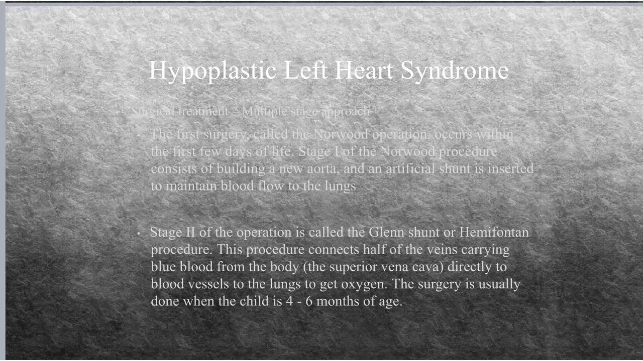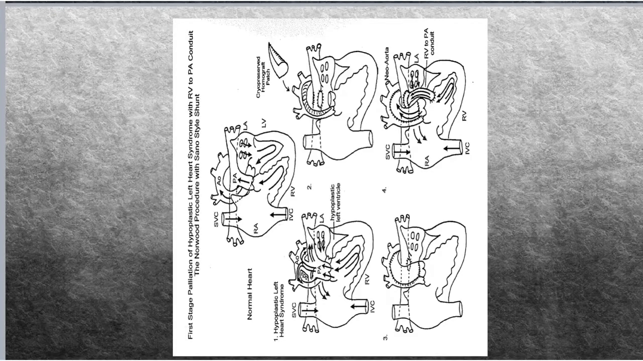Okay? The second stage of surgery is called the Glenn shunt or the Hemi-Fontan procedure. Okay, this is done typically around 4 to 6 months of age. With this procedure, we are taking the superior vena cava and moving it around and connecting it to the lungs so that we can have that oxygenation going on. Okay, once again, this kid will still remain somewhat cyanotic as a baseline. This is a picture of the second set of surgeries. Okay, just to kind of give you an idea of how that heart is changing shape.